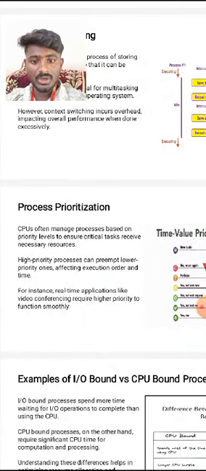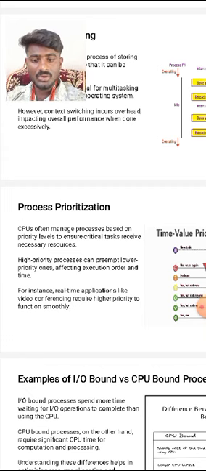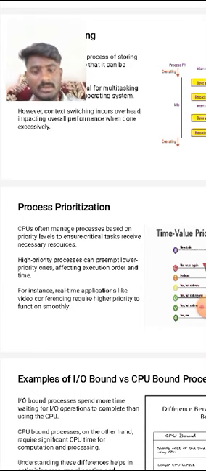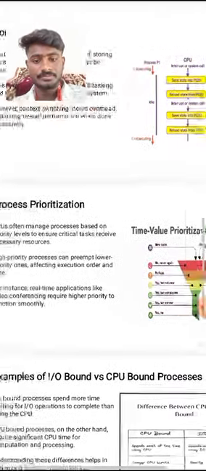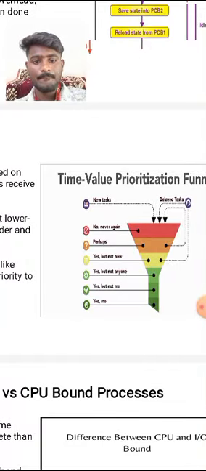Process prioritization. CPUs often manage processes based on priority levels to ensure crucial tasks receive the necessary resources. High priority processes can preempt lower priority ones, affecting execution order and time. For instance, real-time applications like video conferencing require higher priority to function smoothly. Time value prioritization.